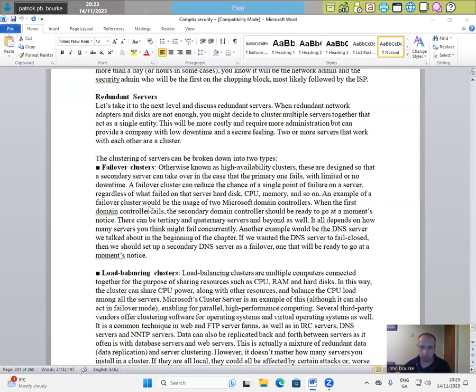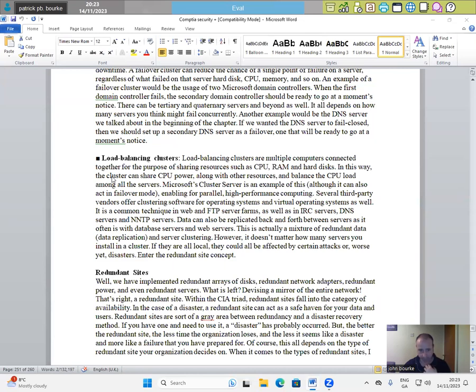An example of a failover cluster would be the usage of two Microsoft domain controllers. When the first domain controller fails, the secondary domain controller should be ready to go at a moment's notice. There can be tertiary and quaternary servers and beyond as well. It all depends on how many servers you think might fail concurrently. Another example would be the DNS server we talked about in the beginning of this chapter. If you wanted the DNS server to fail closed, then we should set up a secondary DNS server as a failover, one that will be ready to go at a moment's notice.